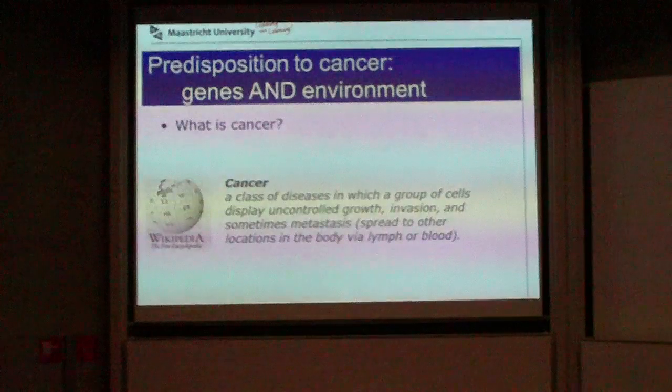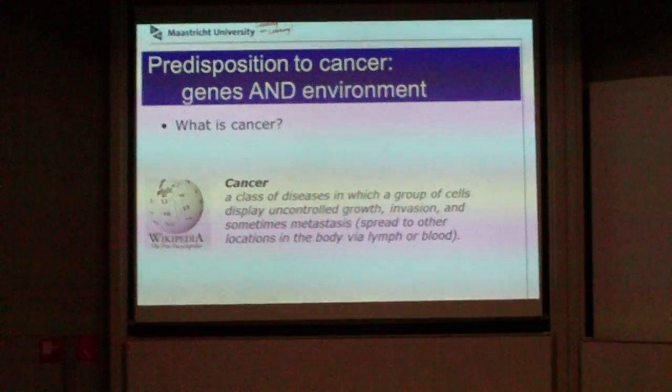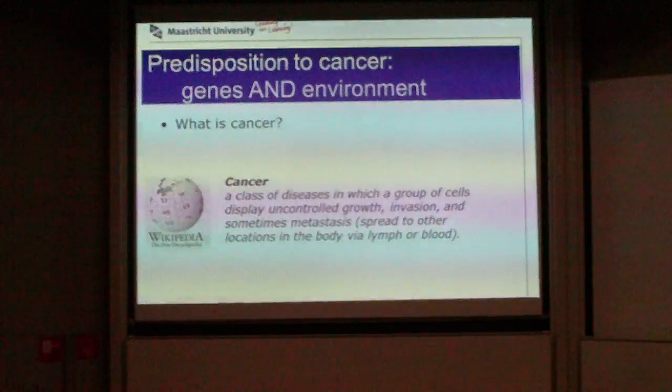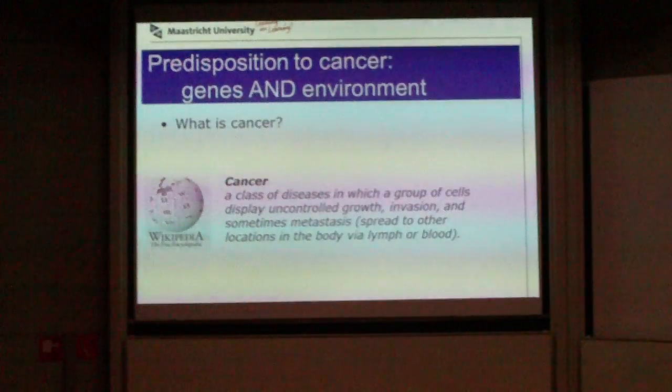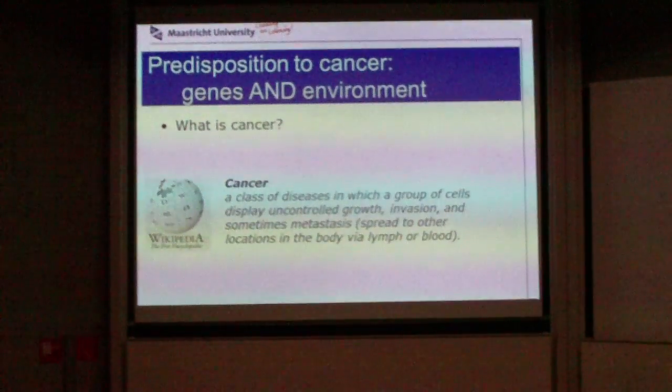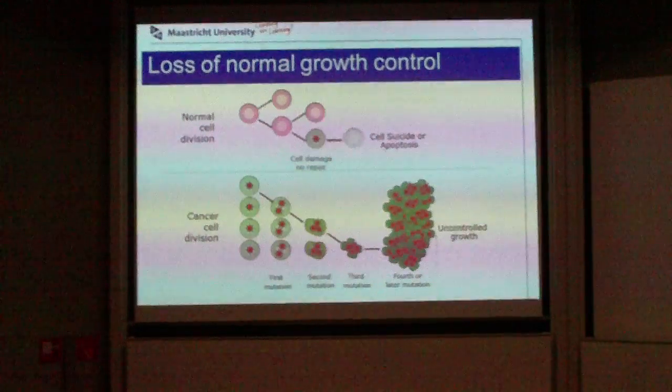Probably you all know what cancer is. I can't imagine that you don't, but just to be sure, cancer is a class of diseases in which a group of cells display uncontrolled cell growth, invasion, and sometimes metastasis, so spreading to other locations in the human body. That's what cancer is. Now, how does that come about?